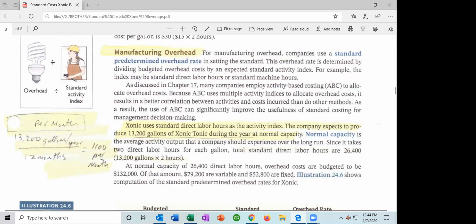I might note over here in the margin, I broke down the output by month. Remember, they said they estimate to produce 13,200 gallons per year. I've just calculated it on a per month basis. 13,200 gallons per year divided by 12 months. Their estimated output is 1,100 gallons per month.